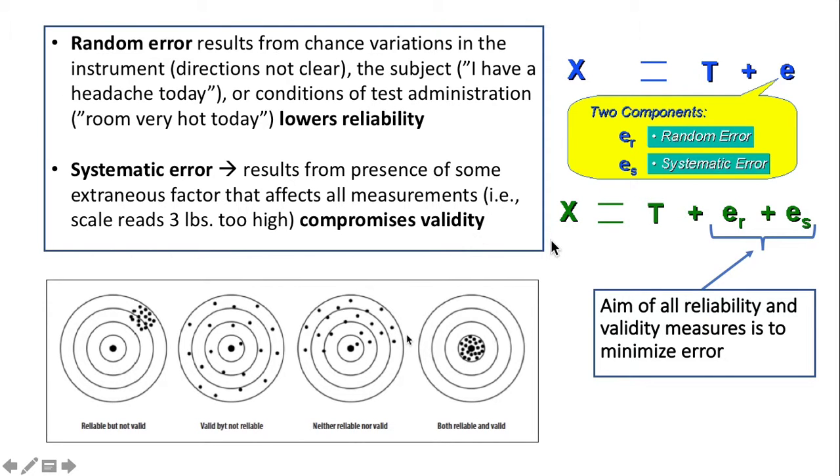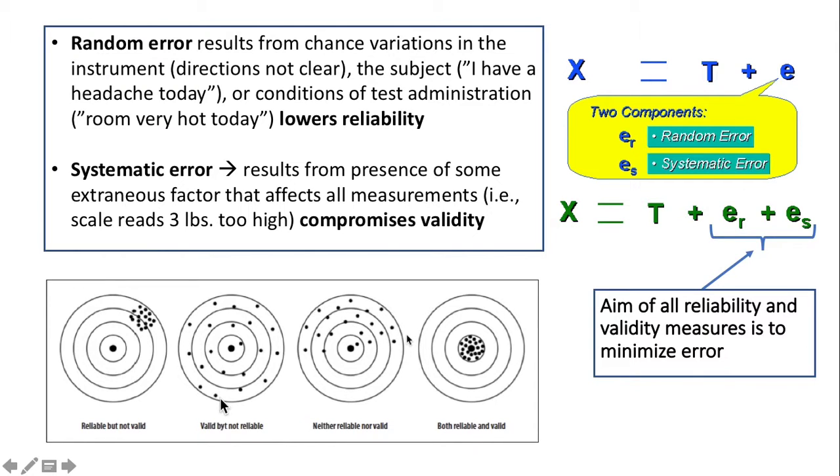But systematic error results from the presence of some sort of extraneous factor that affects all measurements and can actually compromise the validity. An example would be a scale that's always reading 3 pounds too high. That's not a valid measurement of that person's true weight. So you can have a reliable but not valid tool, so it's measuring the same thing consistently, but it's not the thing you're interested in.